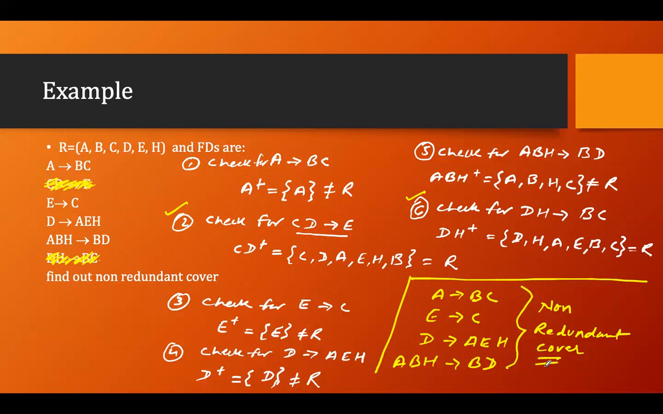So I think you understood this particular concept. How will we find out the non-redundant cover? By looking at all the functional dependencies, whether they are duplicate or not. How will we find out whether they are duplicate? This is the procedure. We have to find out the closure of the determinant part. If it is equal to R without using that functional dependency, then we say that this particular functional dependency is a duplicate and we do not require it. So this is how we go for the non-redundant cover.